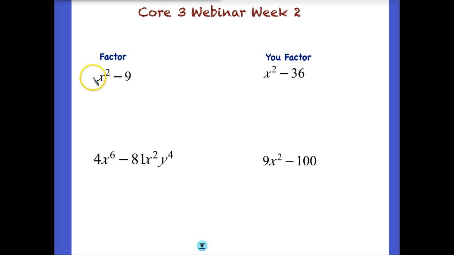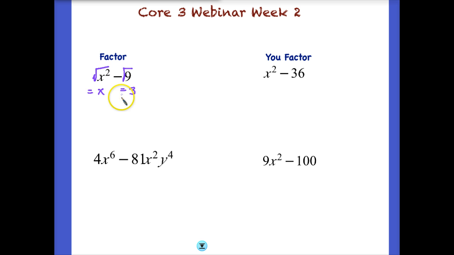So what I always do is I take the square root of the first term. And that's going to give me x. So one trick, you guys, anytime you have a variable that's raised to a power, you just cut that power in half, and that's the square root of it. So now I'm going to take the square root of 9. And I can. The square root of 9 is 3. So just like we said, if you can take the square root of the first term, and you can take the square root of the second term and get a whole number, that's the key, it has to be a whole number, then you have a sum and difference.